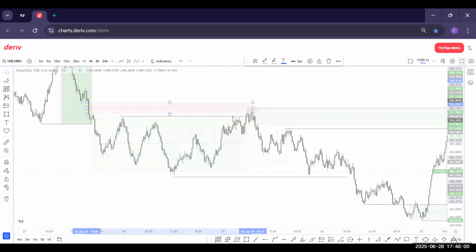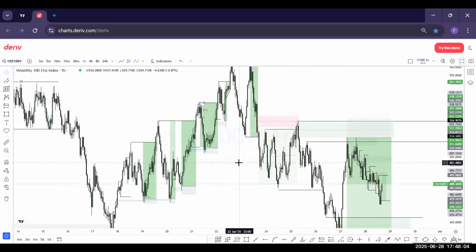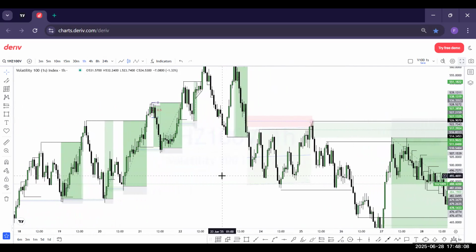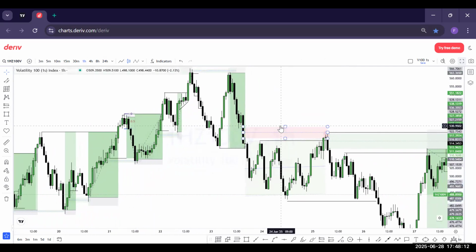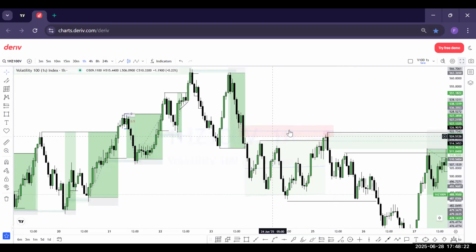Let me go back to 1 hour time frame to see something. Can you see the fair value gap? Whenever you have fair value gap on a higher time frame, it is a point of interest. So here's the fair value gap here. So whenever your fair value gap is high, incoming.